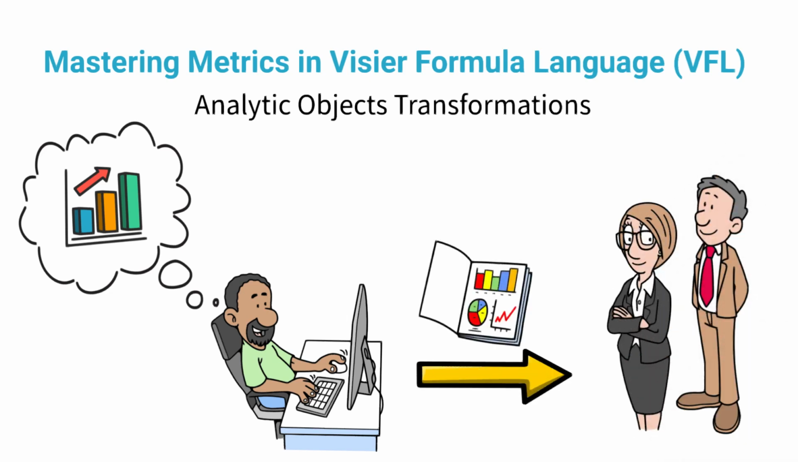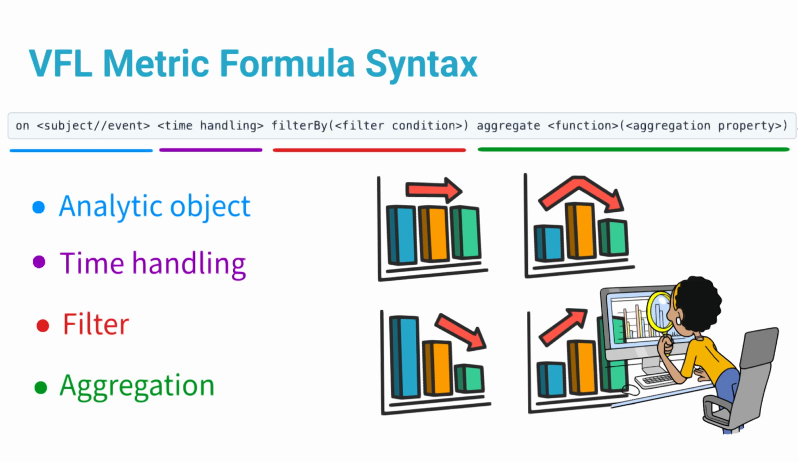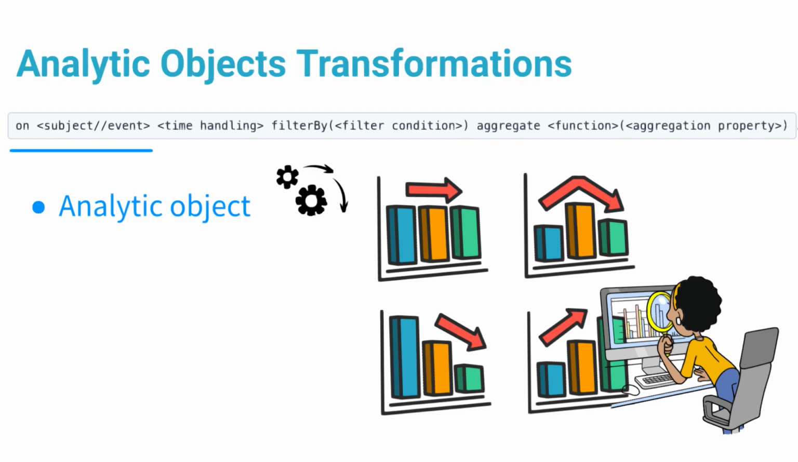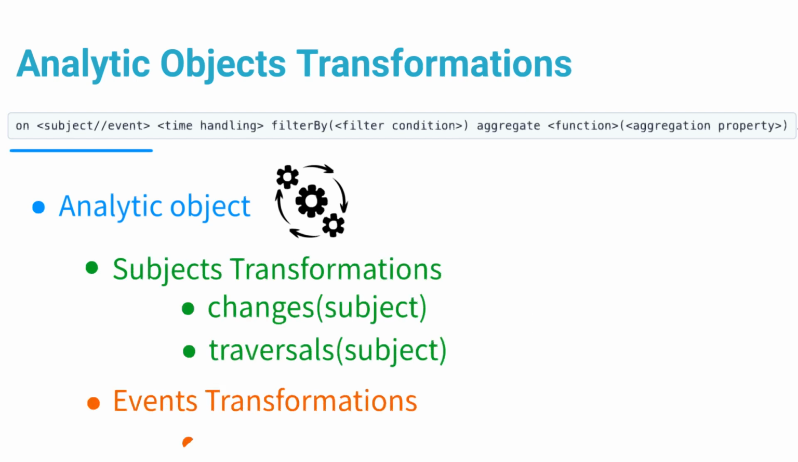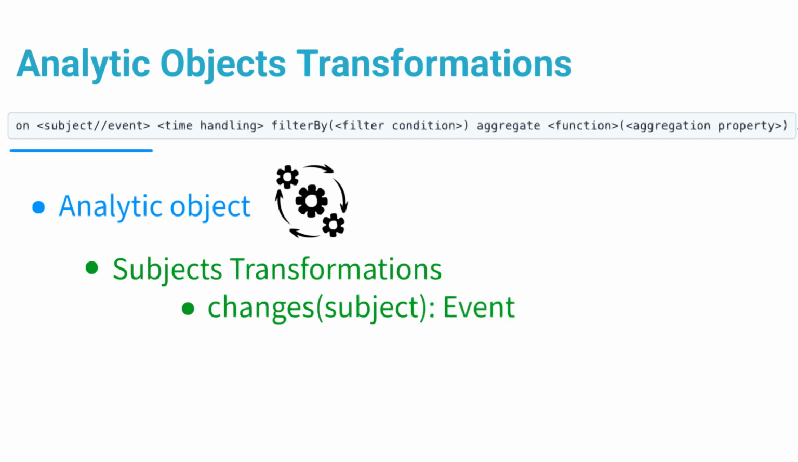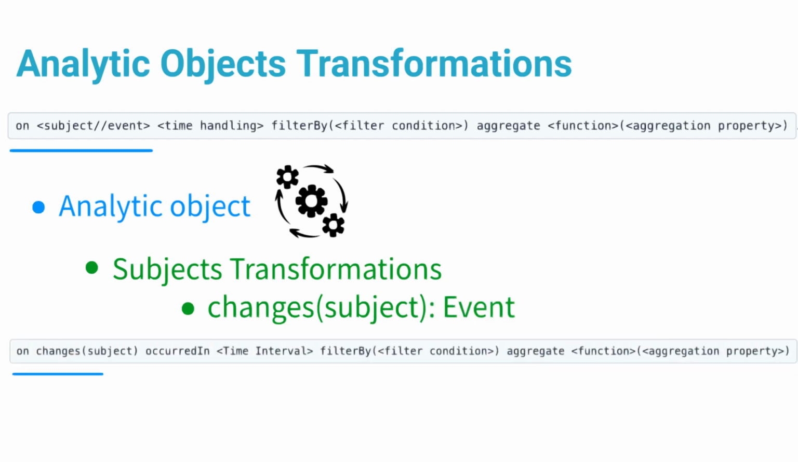Let's get started. Now that we've covered the basics of writing metrics, let's delve into a more advanced VFL topic, analytic object transformations. These transformations act like views defined on top of an analytic object, allowing us to derive more complex insights. One of the most common transformations is changes of a subject. This transformation captures any state changes of a subject at the exact moment the change happens, effectively creating an event analytic object for the subject. Let's look at an example to see how this event view is created.